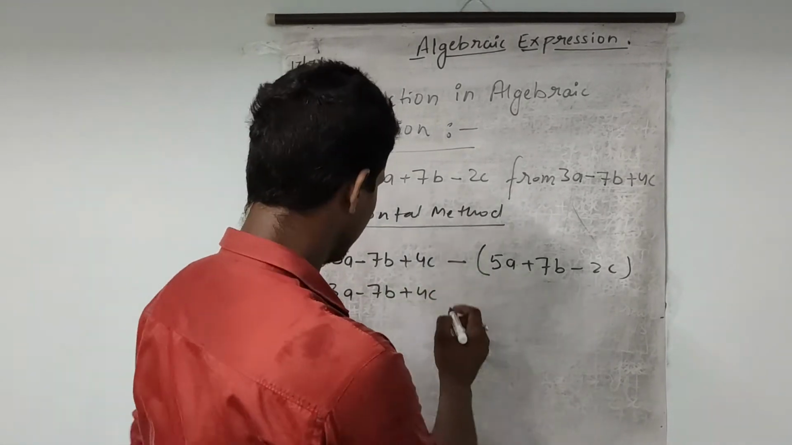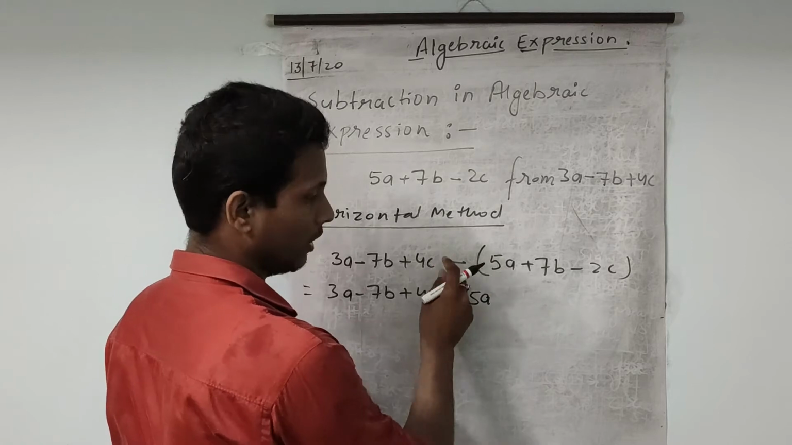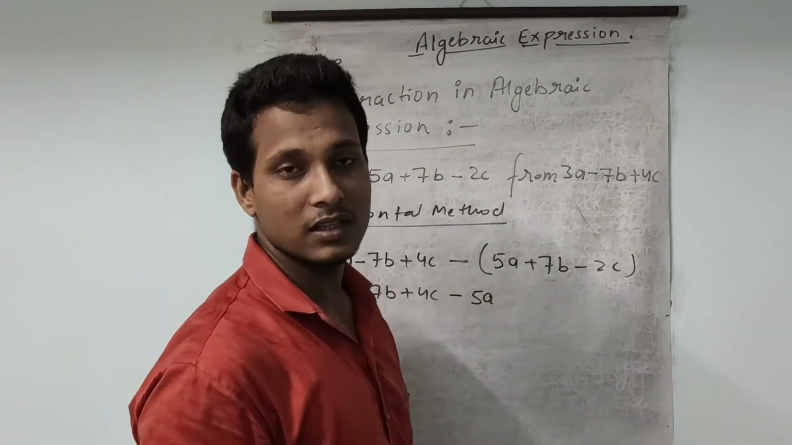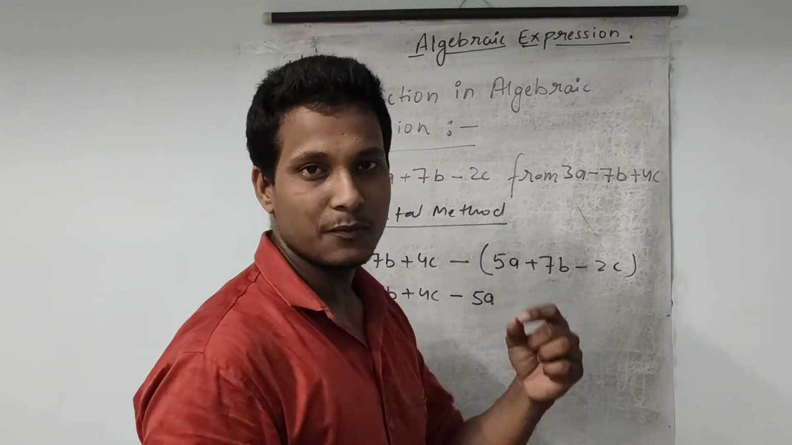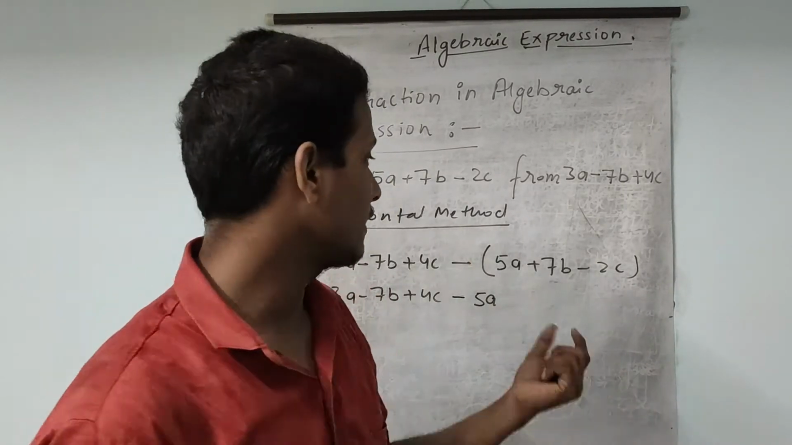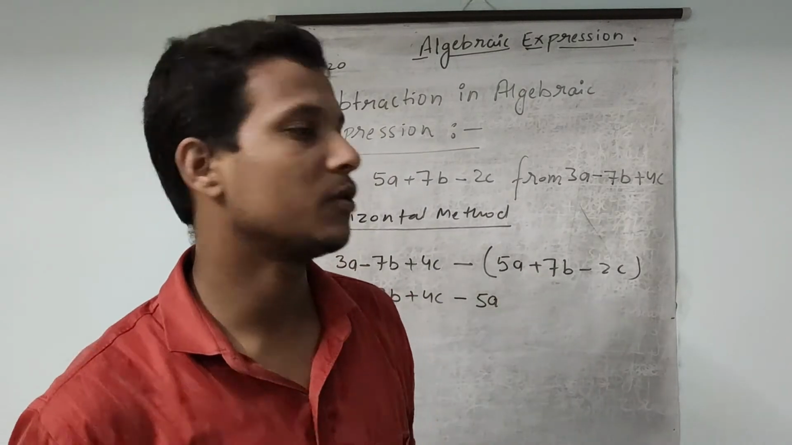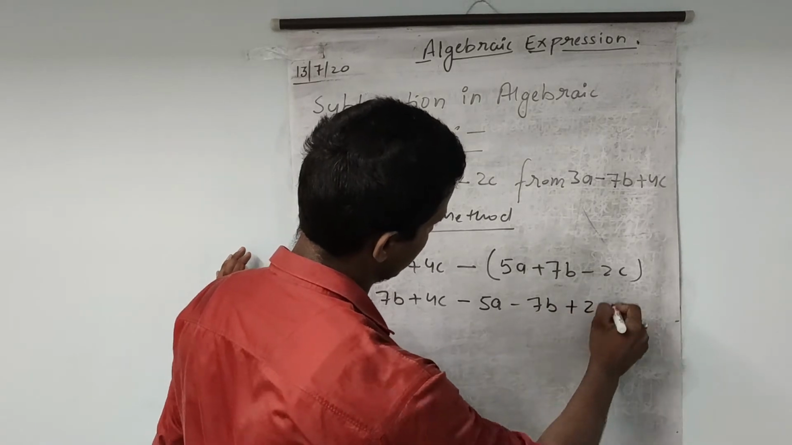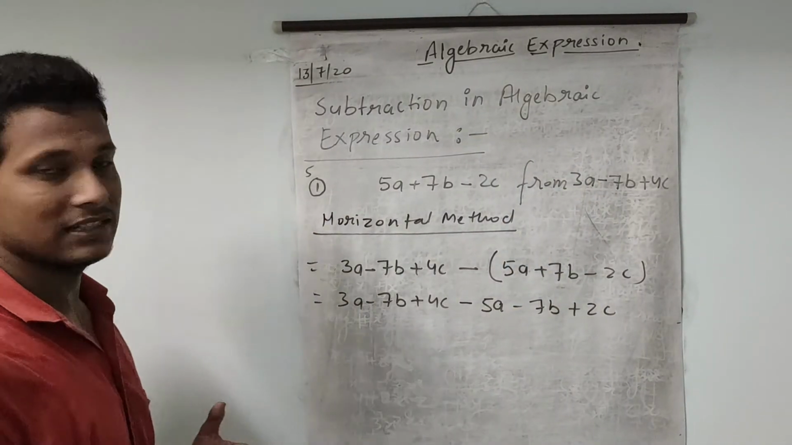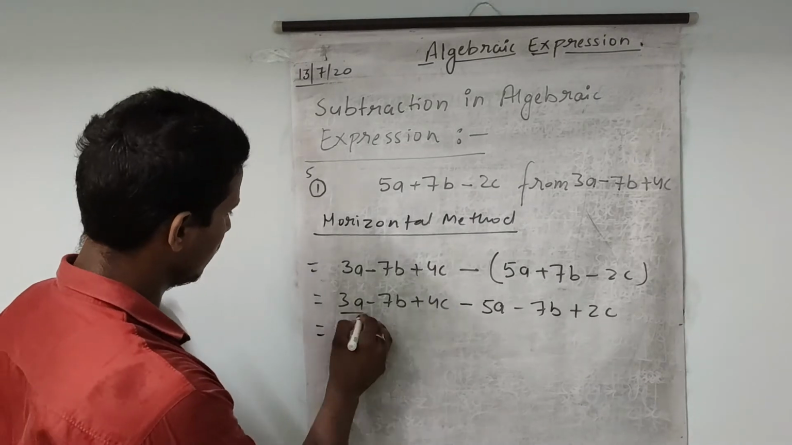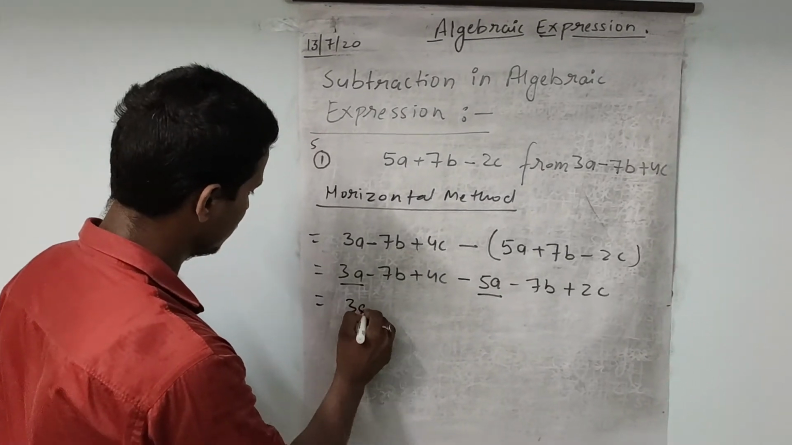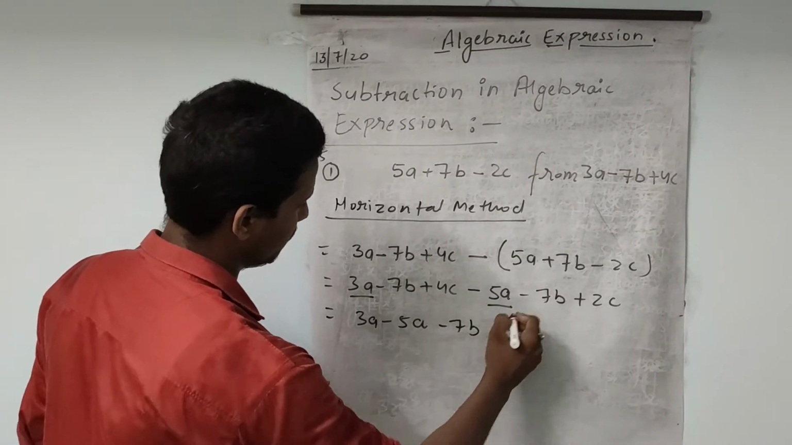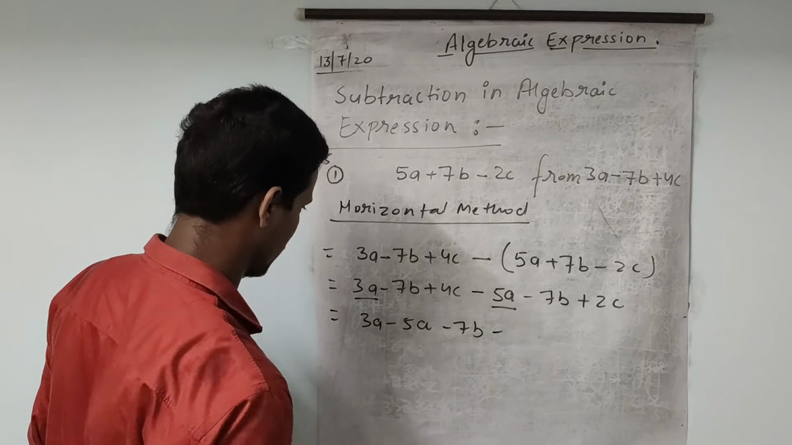Positive becomes negative. If a negative sign is before the bracket, then all the signs inside the brackets are changed. If a positive sign is there, then you will write negative. If a negative sign is there, then you will write positive. Okay, 5a minus 7b and minus minus plus 2c. Now we need to collect the like terms. So 3a and minus 5a are like terms. Then minus 7b and plus 7b.